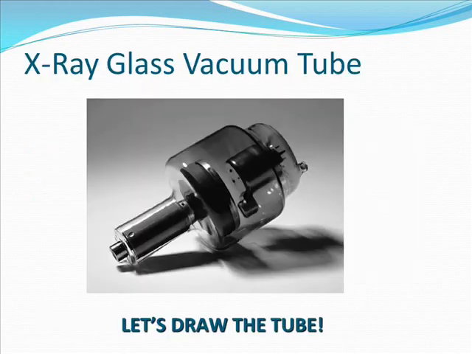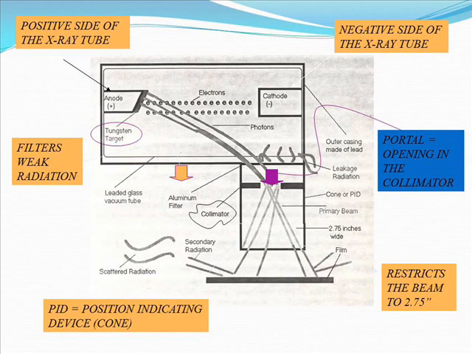So then what we did in class was we drew a glass vacuum tube. And the glass vacuum tube is the inside of our X-ray head. That is where the radiation is produced, and it's produced from the use of electrons. So I'm going to use this slide right here, and you'll have to follow along with me either with this slide or with the drawing that you made.